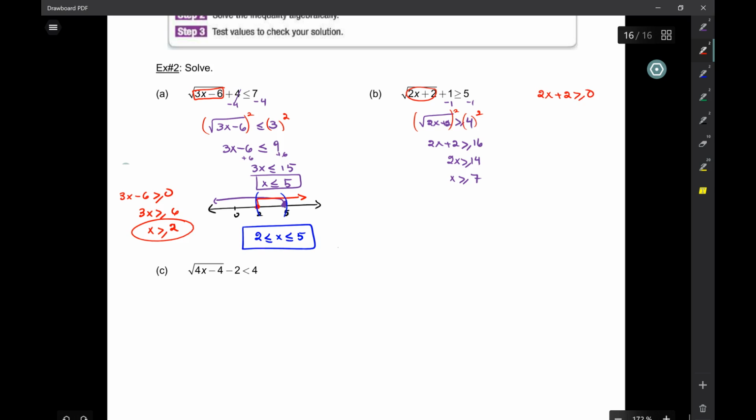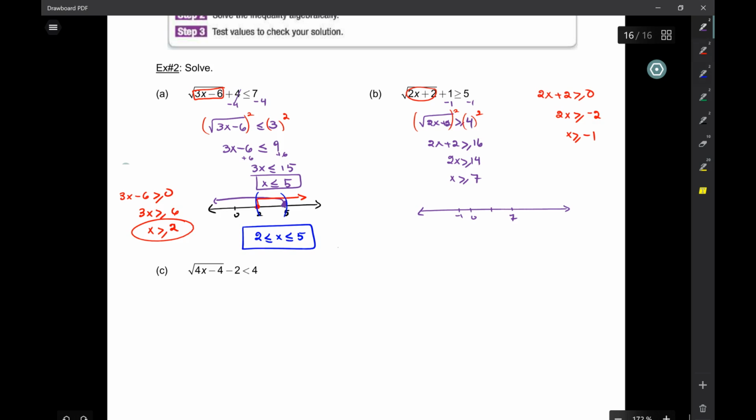Now look at what happens. It's kind of cool. 2x is greater than or equal to negative 2. And then x is greater than or equal to negative 1. Now, this is an exception. So look at what happens. This is negative 1, 0, and we'll say that that's 7.